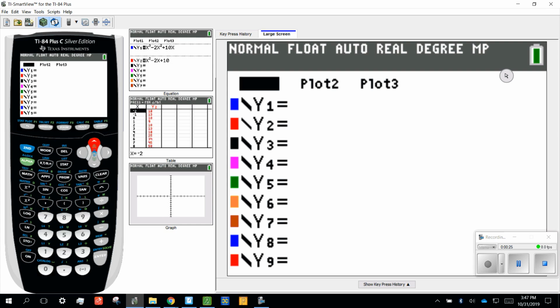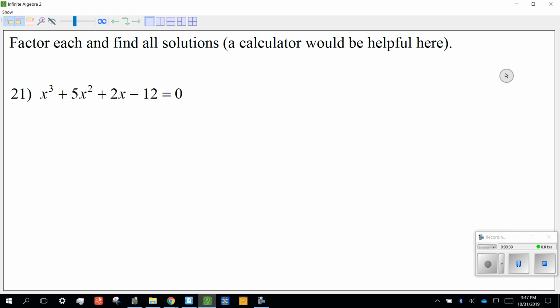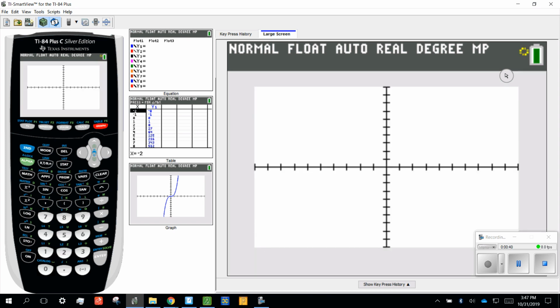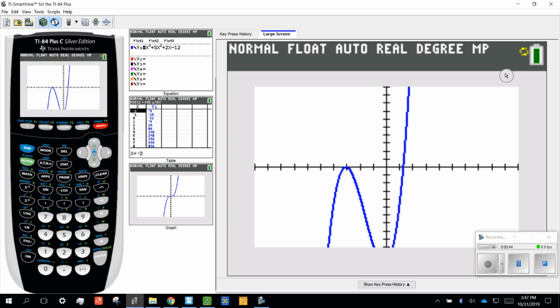So we've got x cubed plus 5x squared plus 2x minus 12. You graph it, and that's how you find your first zero. So it looks like we've got two real ones. This one here doesn't go through a grid point, so let's check this one over here.